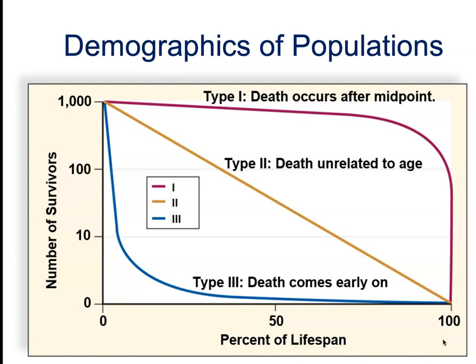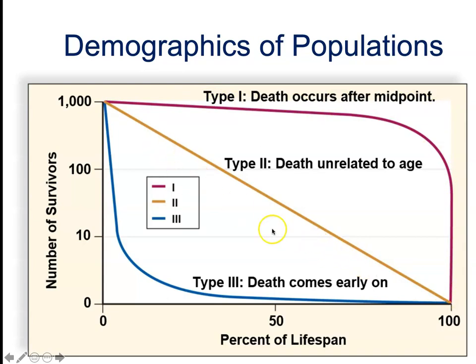So in a type 1 survivorship curve, the characteristic of this population is that most individuals are going to survive past the midpoint of their life, meaning that death typically does not come until the end of the lifespan, or in other words, most individuals are going to die of old age. Typically, we're going to see this in large mammals and humans in well-developed countries.